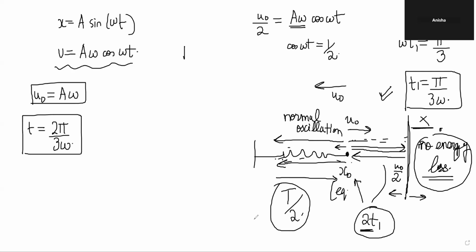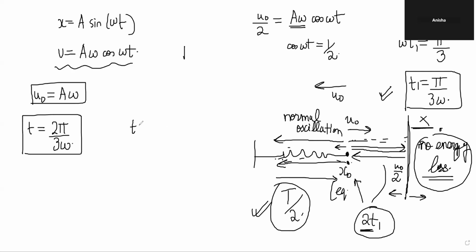T by 4 plus T by 4 is T by 2 to return. Because the question asks us to find the second time it crosses the mean position. So yes, it is T by 4 plus T by 4, T by 2. I thought of the maximum compression part. So I'm saying this T by 2 is the return time.